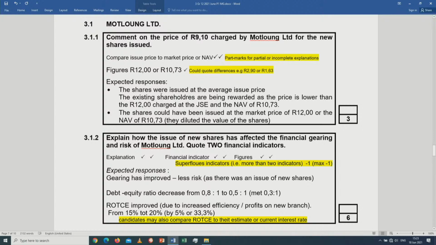Expected response: the shares were issued at the average issue price. The existing shareholders are being re-awarded as the price is lower than the 12 Rand charged at the JSE, and the NAV is 10 Rand 73. So it means the shares could have been issued at the market price. So the learners can also check here.